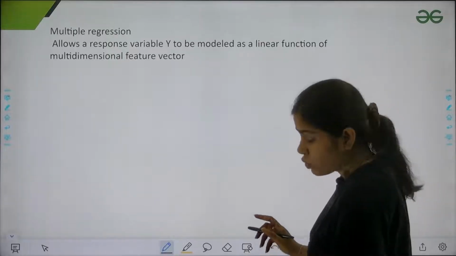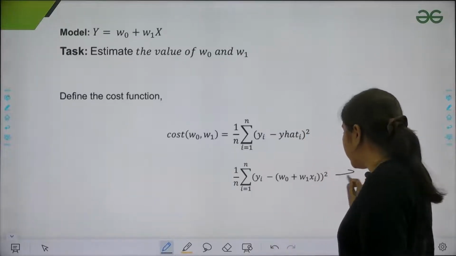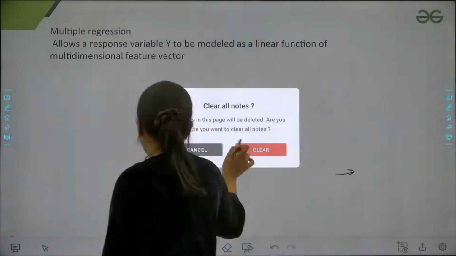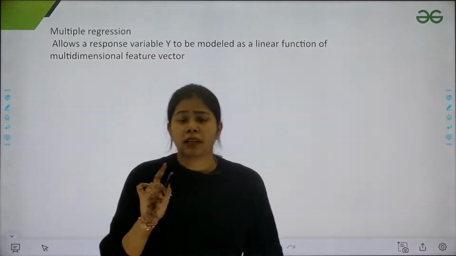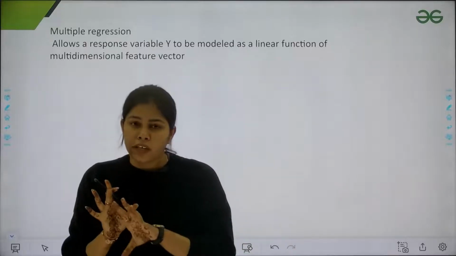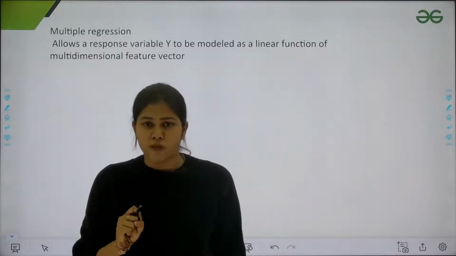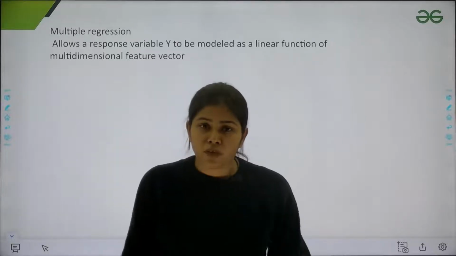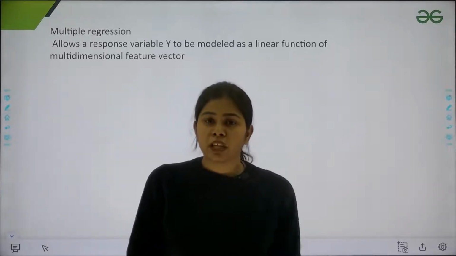Okay, so we'll see how we are going to minimize that. But before that, I just want to tell you about multiple regression. We have seen that corresponding to a particular size of a house, we are predicting the price of a house, right? But there may be a possibility that we can get a certain number of input features. There can be many input features.